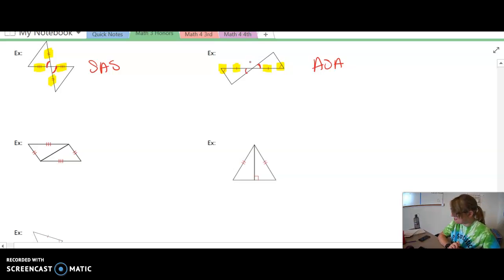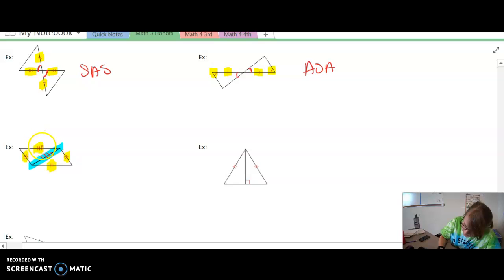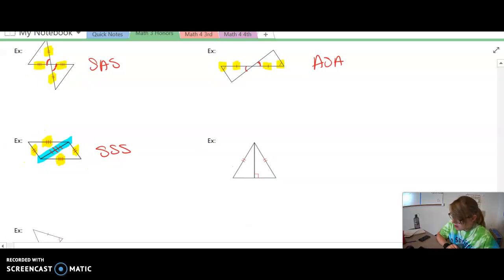This one's a little bit different. So we have a side and another side, and then we need to figure out one last thing. Well, one thing that I notice about our triangles is that they're sharing this side. So wouldn't you say that's automatically congruent to itself? Yes. So we can say this last side is congruent to itself, and that would be side, side, side. So SSS. Alright. The next one.